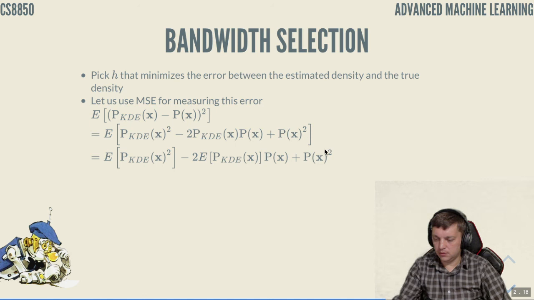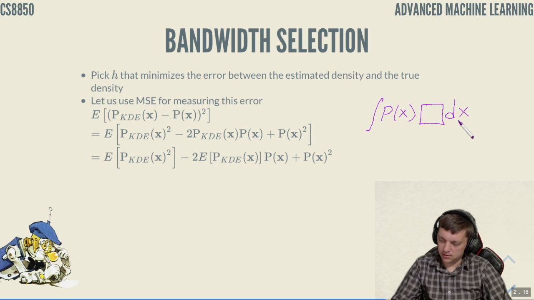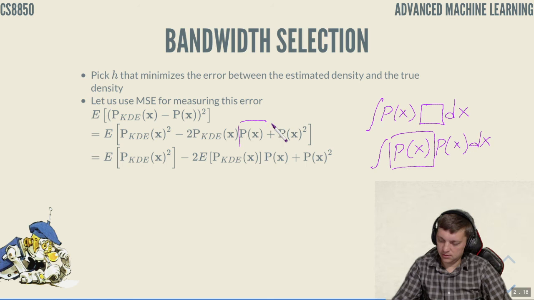So what happens here: the integral of p(x) with respect to something dx, that's your expectation. And when you do p(x) with respect to p(x), you'll get p(x), that's this, it's this. And the same happens with the square.